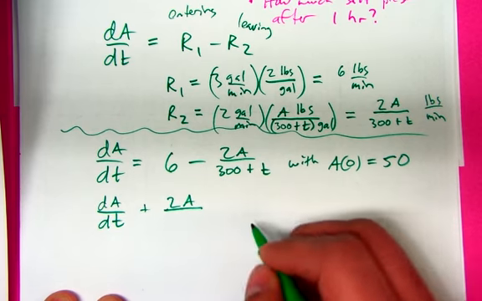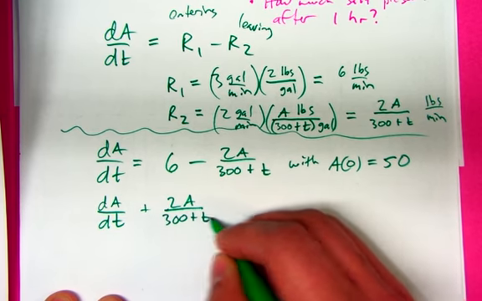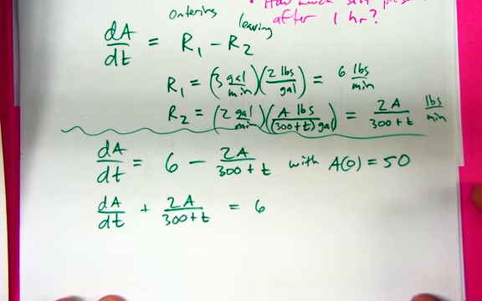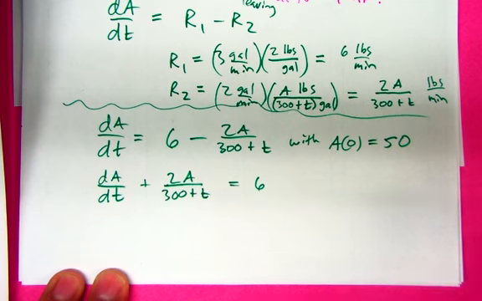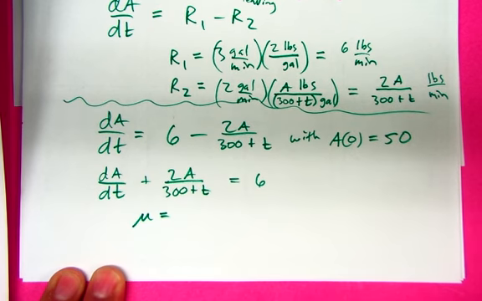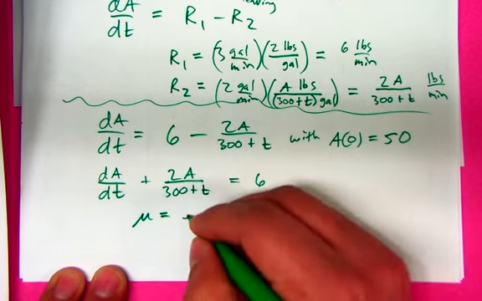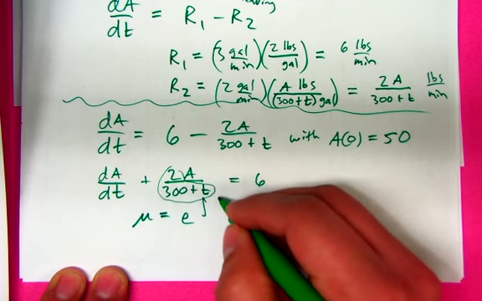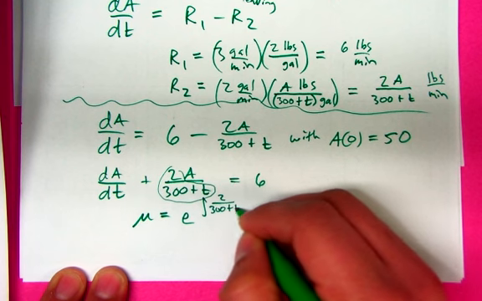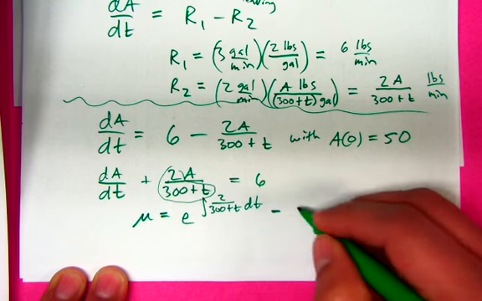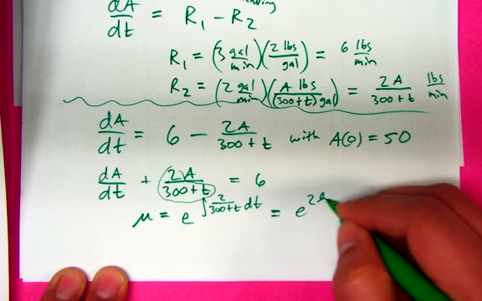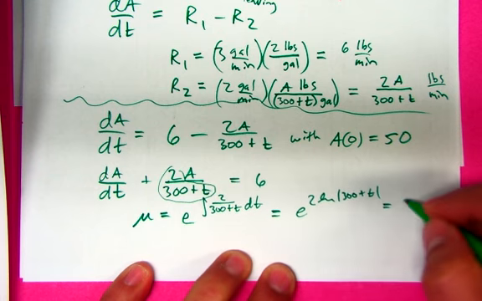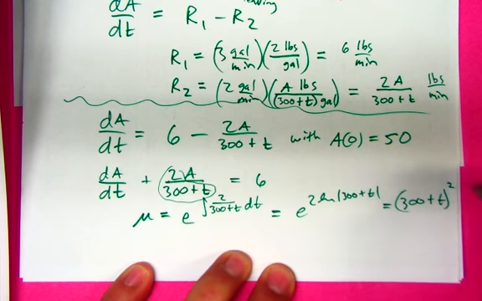So move the 2A over 300 plus t, and then we have that equal to 6. Mu, the integrating factor, is going to be e to the integral of the coefficient of A, right? So the integral of 2 over 300 plus t dt. So that's 2 ln of 300 plus t, which essentially becomes 300 plus t squared.